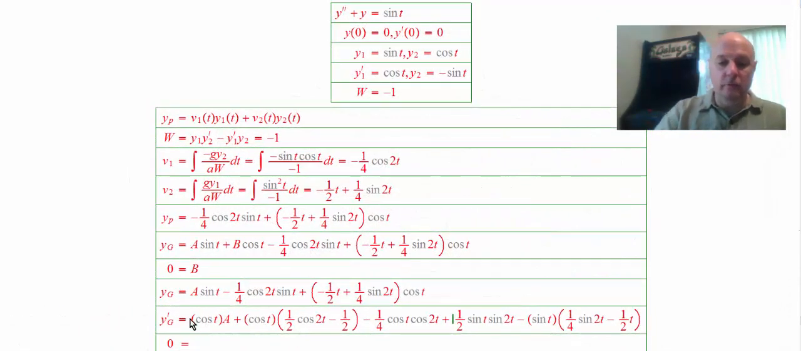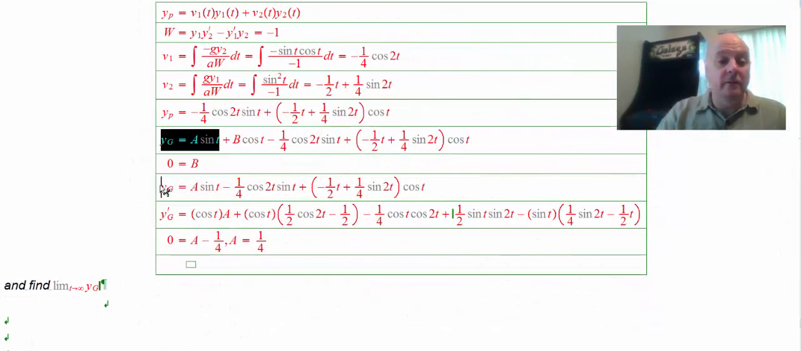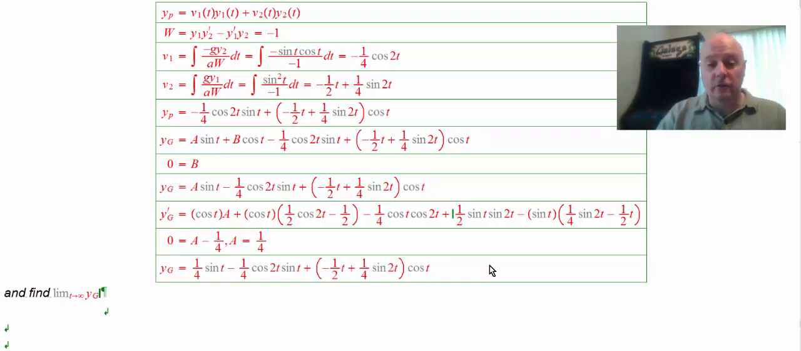Now that slope is equal to 0 when t is equal to 0, so cos of 0 is 1, cos of 0 is 1, cos of 0 is 1, so this is going to be a half minus a half, 0, this whole piece disappears. Cos of 0 is 1, cos of 0 is 1, so this whole piece becomes minus a quarter. Sine of 0 is 0, sine of 0 is 0, so I get a is equal to a quarter. So now, at the very end, we can write out what our solution is. There's our solution.